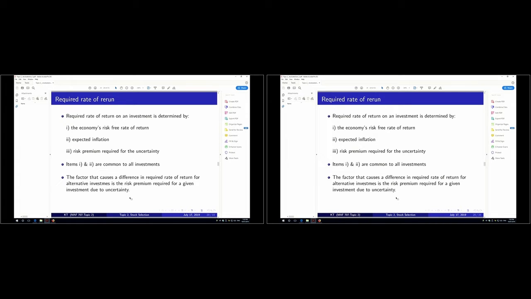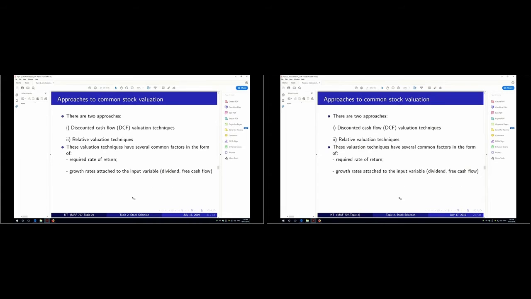It is the risk premium associated with the uncertainty of the firm that is going to make the difference in terms of required rate of return, because the risk-free rate and the expected inflation are expected to be the same. There are 2 approaches. One is the discounted cash flow approach, where you take all the cash flows, whether it's a dividend stream or free cash flow or free cash flow to equity or firm, and discount those cash flows to arrive at the value.